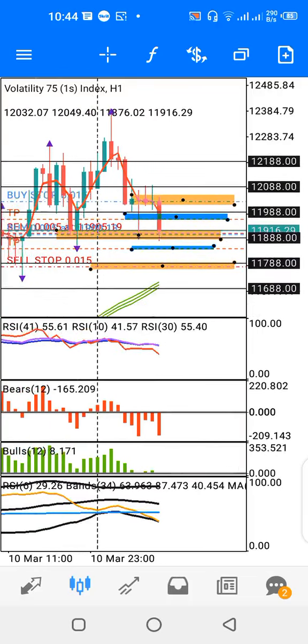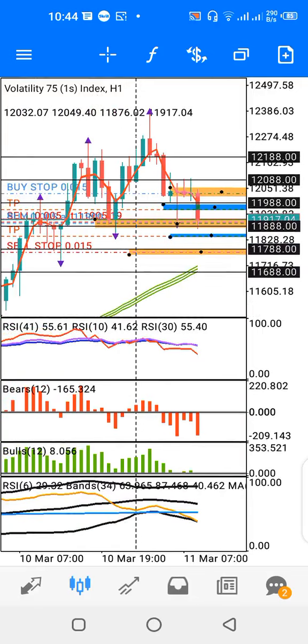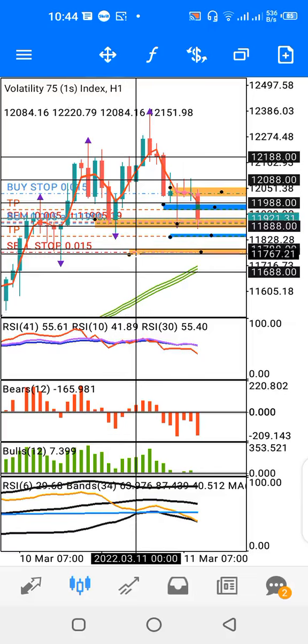Like we have on the chart, this is a 1 hour chart. I can see more like a head and shoulders, but the neckline is not broken yet. The neckline is yet to be broken. So eventually price will continue to go down.